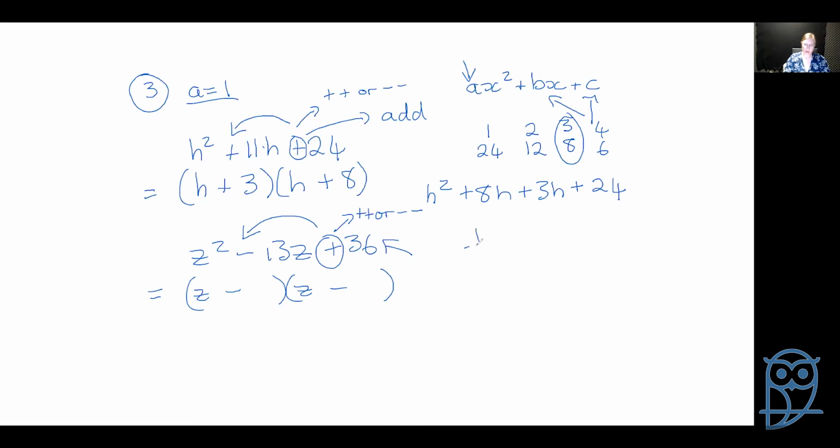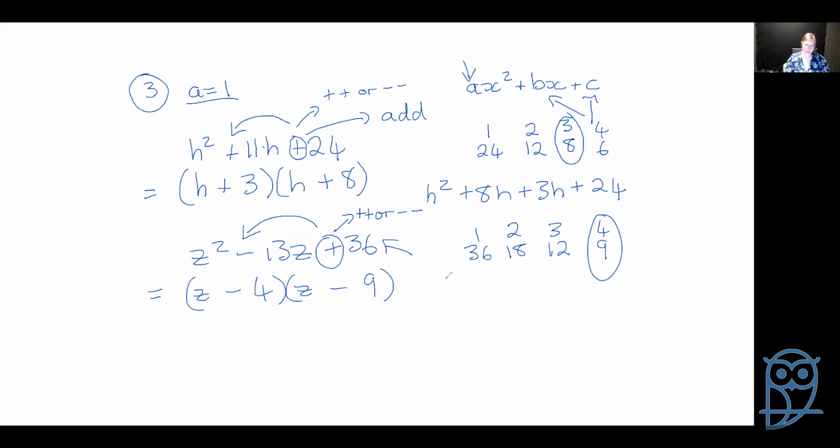So we have 1 times 36. That gives us 37 when we add it, so it's not going to work. 2 and 18. That gives us 20. That's not going to work. 3 and 12. That gives us 15. That's not 13. That doesn't work. 4 and 9. 4 plus 9 gives us 13. Those are the factors we're going to use. So we can write them in.